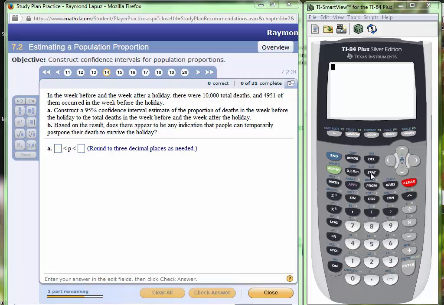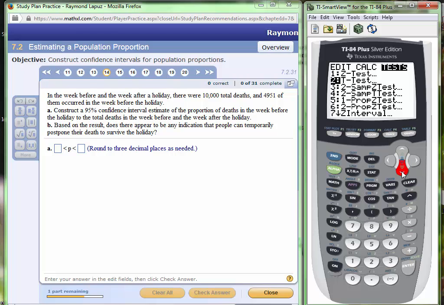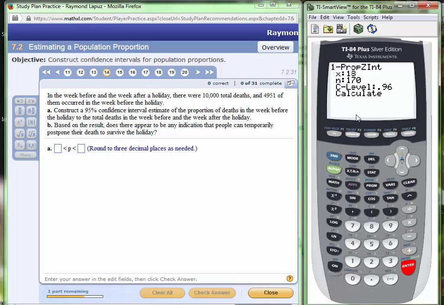confidence interval. We will press stat and go to test and scroll down. We are looking for the confidence interval, so let's do 1-PropZInt. So this is a confidence interval for proportion. Select enter, and it's asking us for the x value. Our x value is going to be the number in question, that would be 4951. Enter, and then n is our total, which is 10,000.